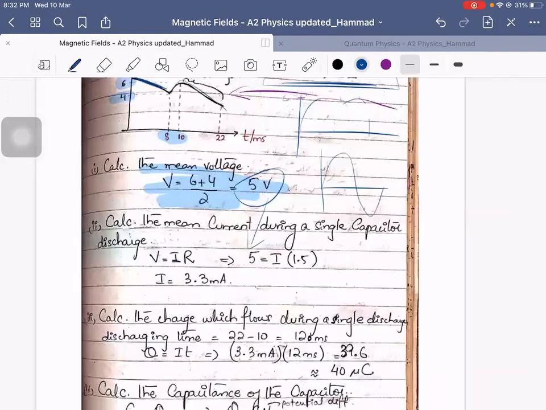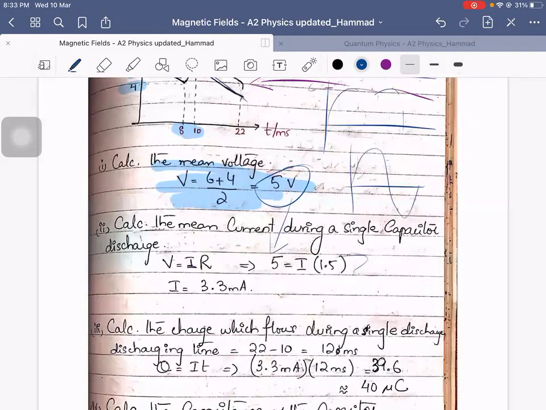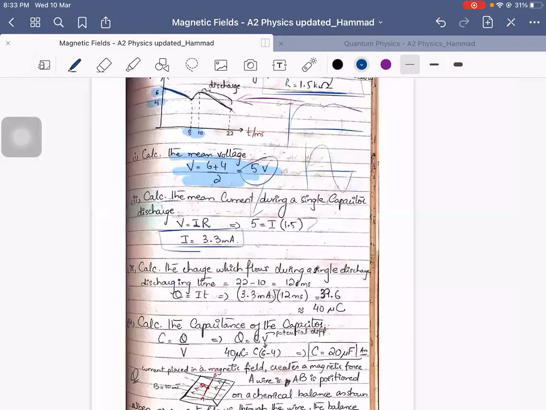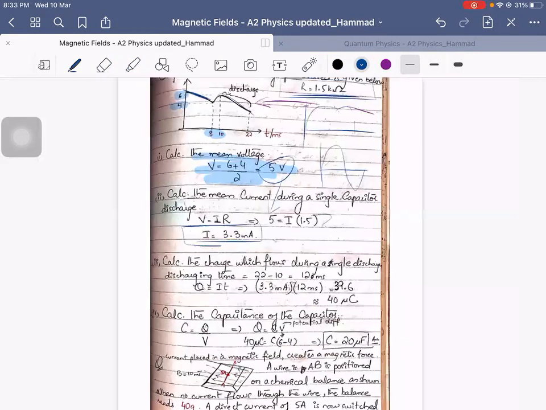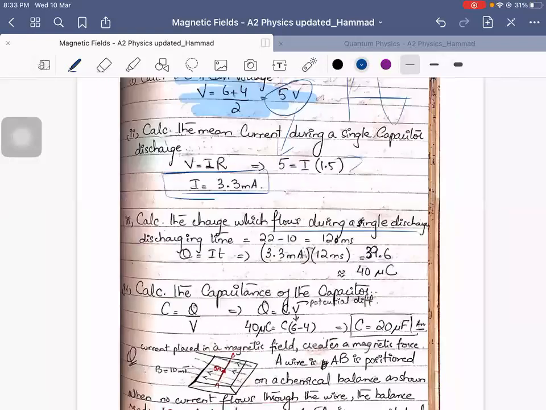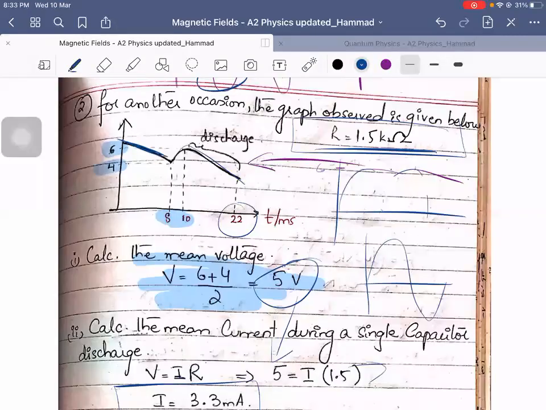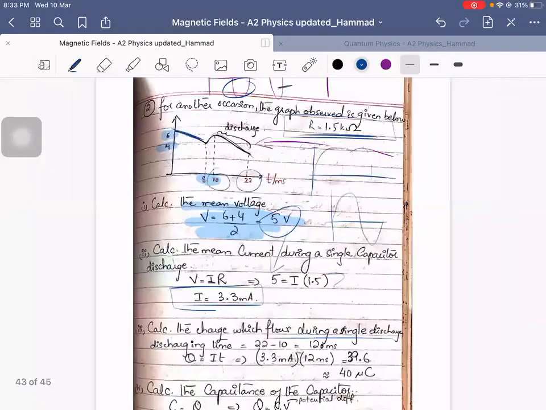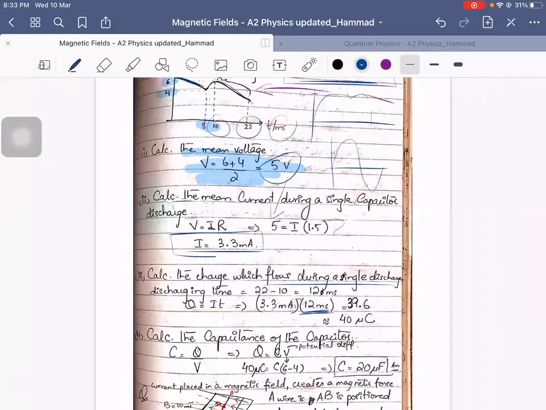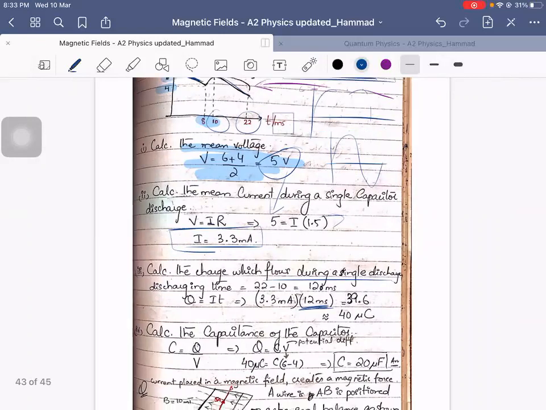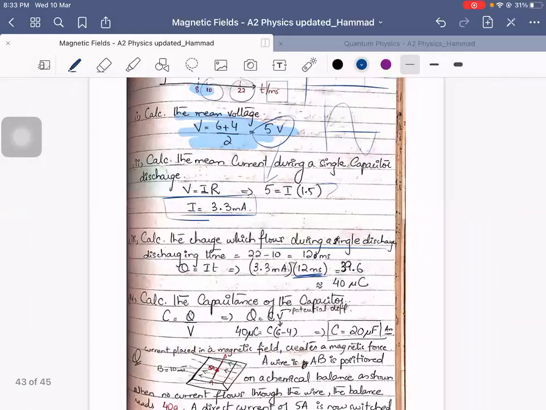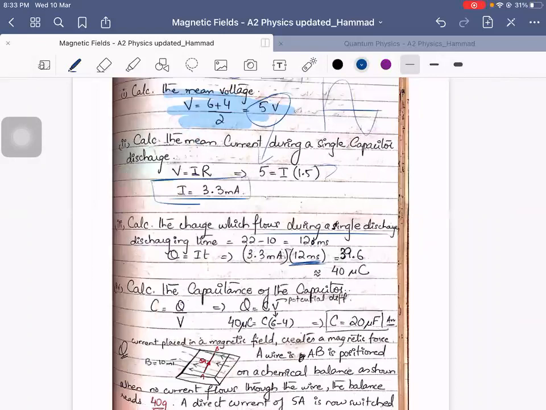You could convert this such that 1.5 into 10 to the power of 3, and therefore your current works out to be 3.3 milliamperes. Now they're asking you to calculate the charge which flows through a single discharge, right? A single discharge is from this time interval to this time interval. You subtract the time to get the discharge time, which is 12 milliseconds, right? 12 milliseconds, and you have 3.3 milliamperes, and you'll somewhat get your charge content to be 40 microcoulombs.